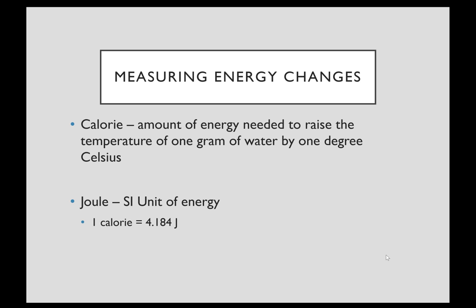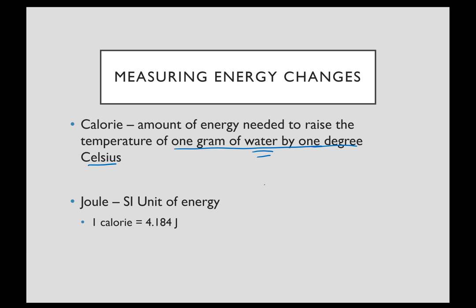When we are measuring energy changes, there are different units that we can use. A calorie is the amount of energy needed to raise the temperature of 1 gram of water by 1 degree Celsius. So when you see calories on food, that's really an energy unit. The calories on food, though, are actually kilocalories. There are 1,000 of these calories here.